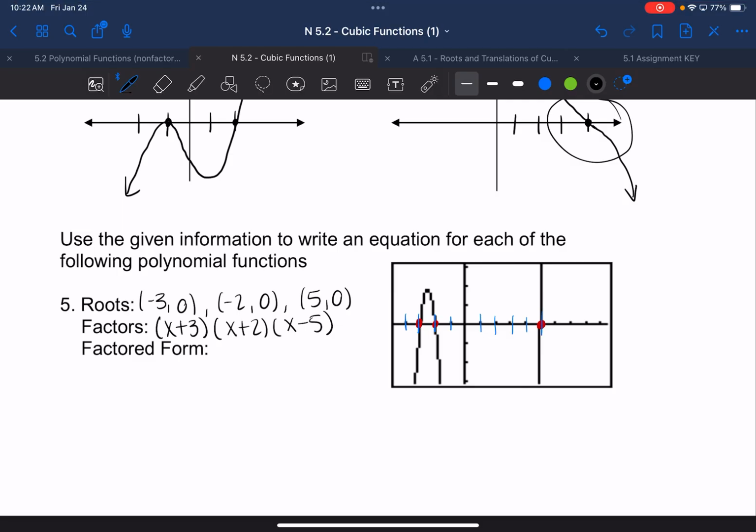Then they ask for the equation, and in this particular case, they say, what would the equation be in factored form? Well, that's easy enough. Our function would just be x plus 3 times x plus 2 times x minus 5. Perfect. All right, flip it over on the back. Let's look at another picture, see if we can come up with the equation.